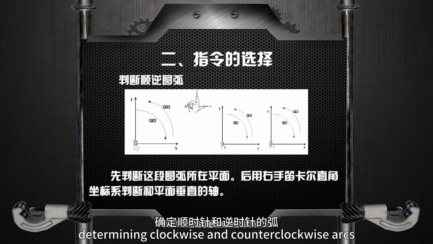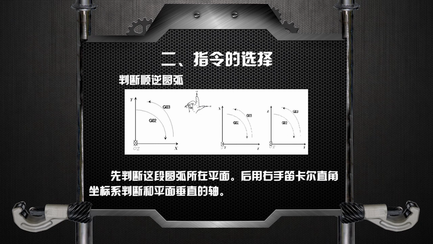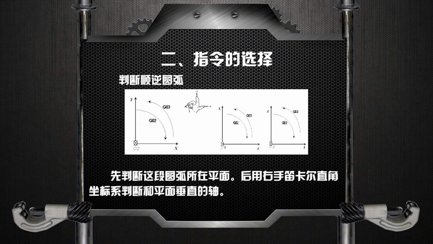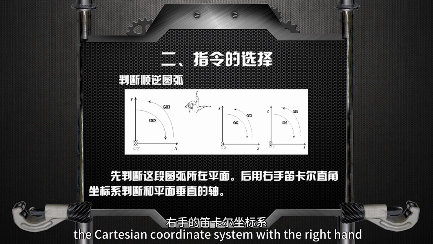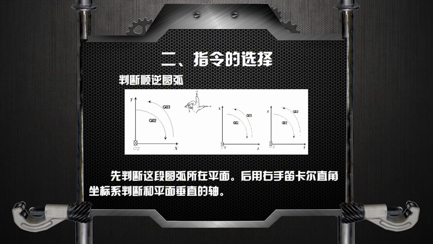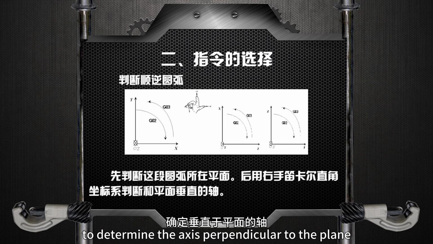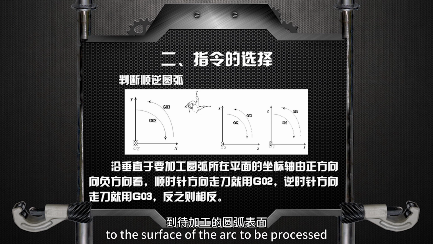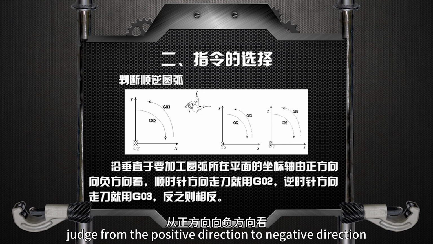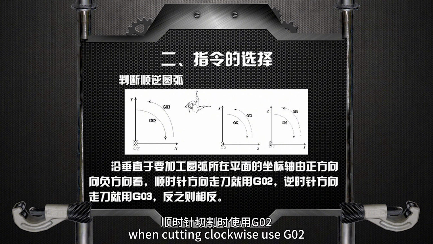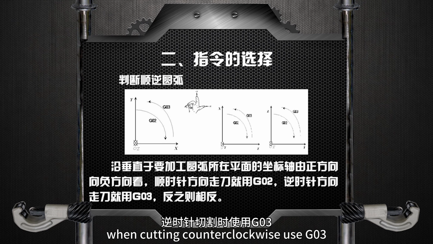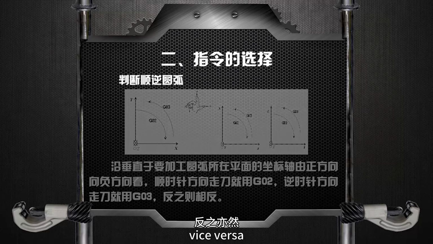Determining clockwise and counterclockwise arcs. First, determine the plane on which this arc is located, and then use the Cartesian coordinate system with the right hand to determine the axis perpendicular to the plane along the axis vertical to the surface of the arc to be processed. Judge from the positive direction to negative direction. When cutting clockwise, use G02. When cutting counterclockwise, use G03, vice versa.